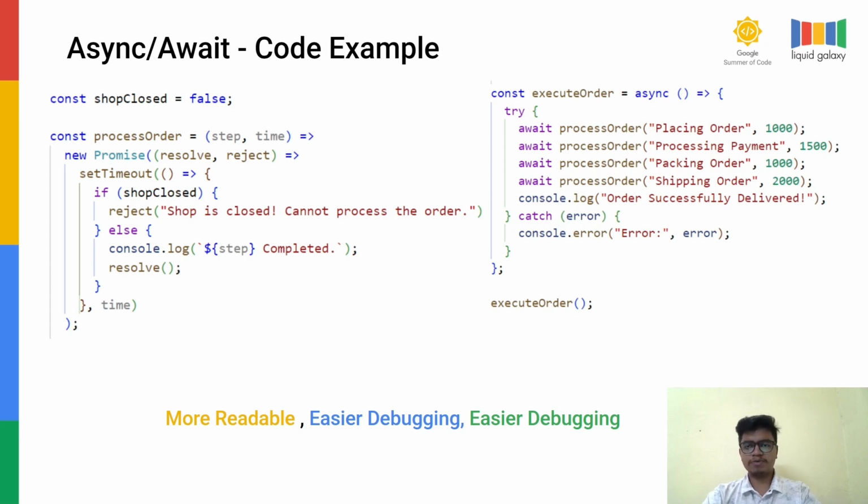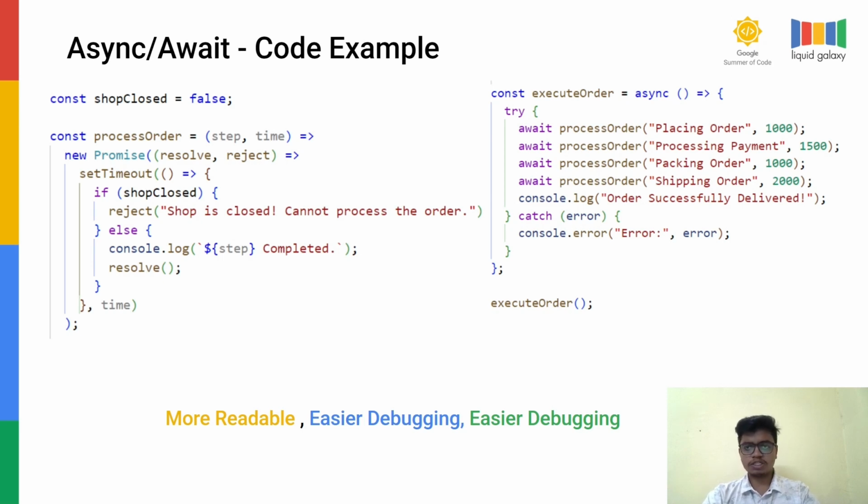The first one is await process order, placing order, comma 1000. So it's the same thing that we did through the promise chaining. In the promise chaining we used dot then, but here we are using await. So what does this await do? It pauses the code execution until this promise is resolved. So process order is a promise.